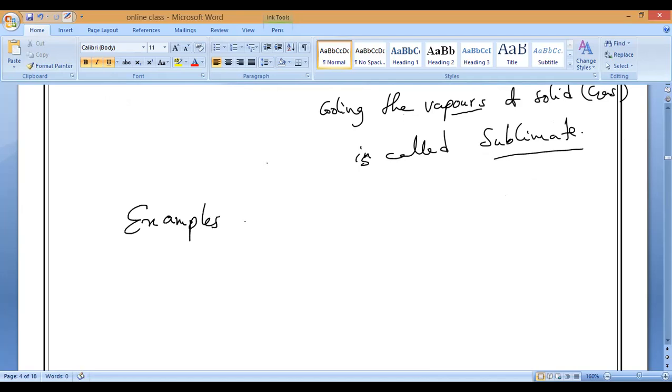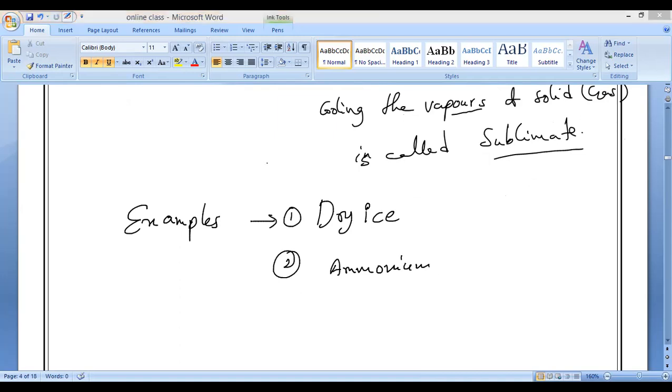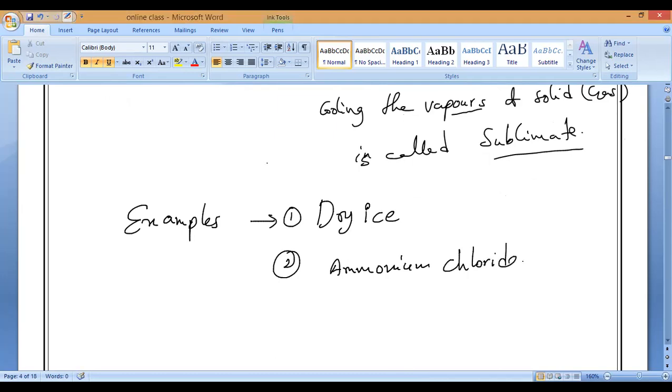Till now we studied examples. One is dry ice. Dry ice is an example of sublimation. Second one is iodine, and another is ammonium chloride. Please all of you write it. Ammonium chloride. The formula is NH4Cl. What is the formula? NH4Cl.